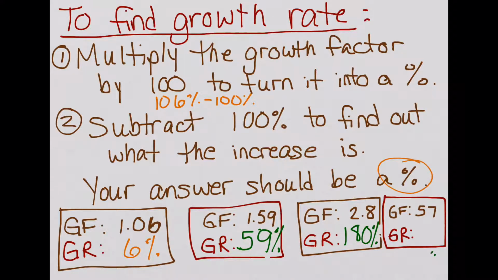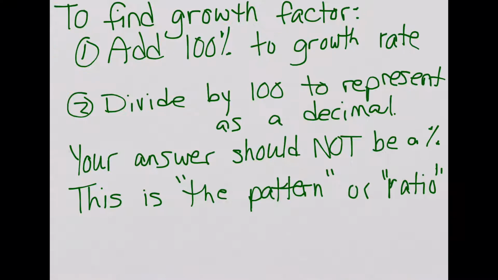If you turn that into a percent, that is 5,700%. And then you subtract 100, so that means that our growth rate is going to be 5,700% minus 100% equals 5,600%. That's a lot of growth.